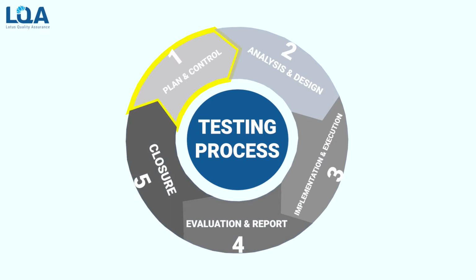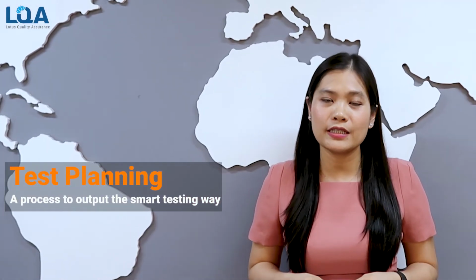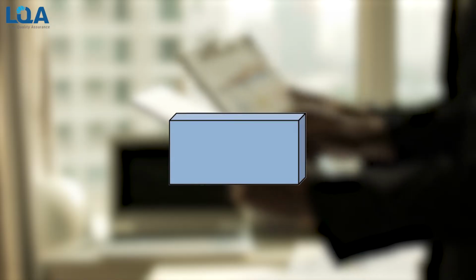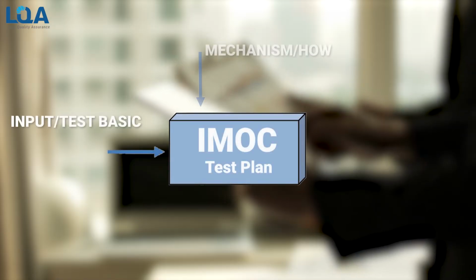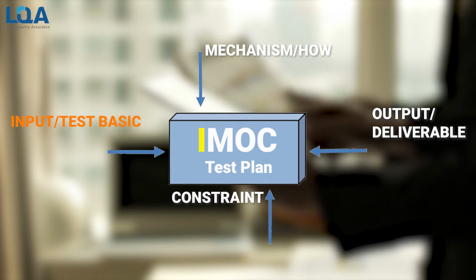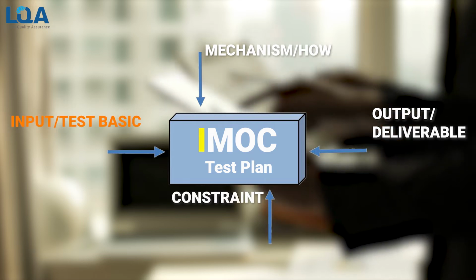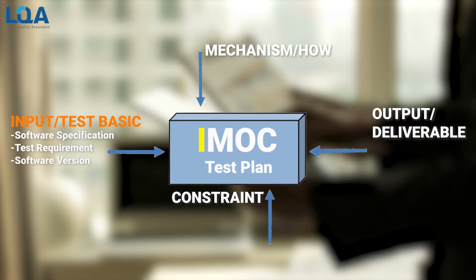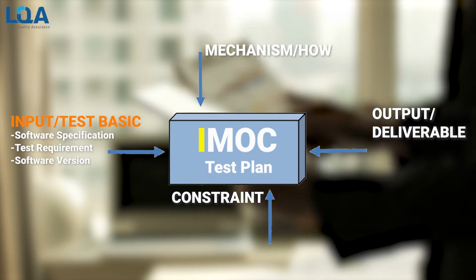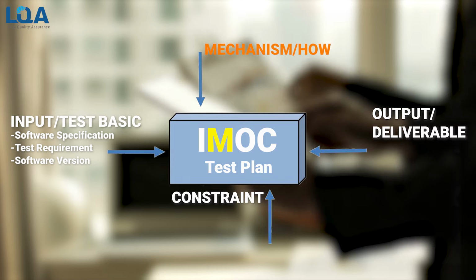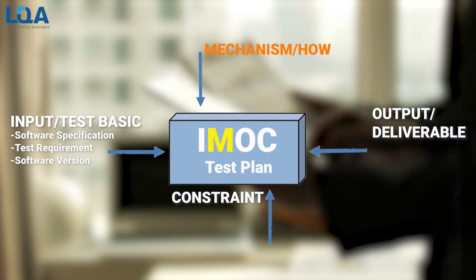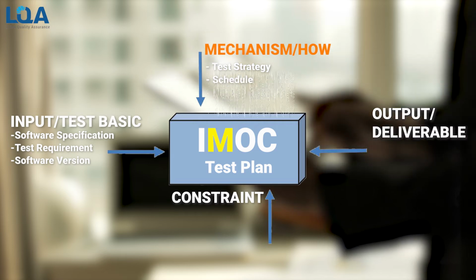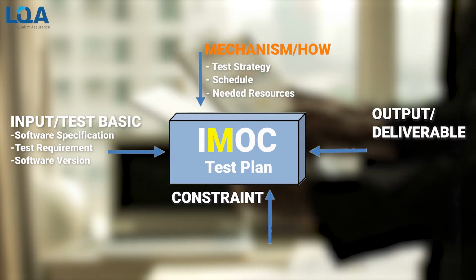The first step is test planning and control. Test planning is a process to output the smart testing way. I often draw the IMOC on paper and then document it later. The E means the test basis, including the software specification and the test requirements of the software itself. I plan how and when I can receive the input. The M is the test mechanism, or how I will do the testing. I should think about the test strategy, the schedule and the needed resources in order to do the testing.